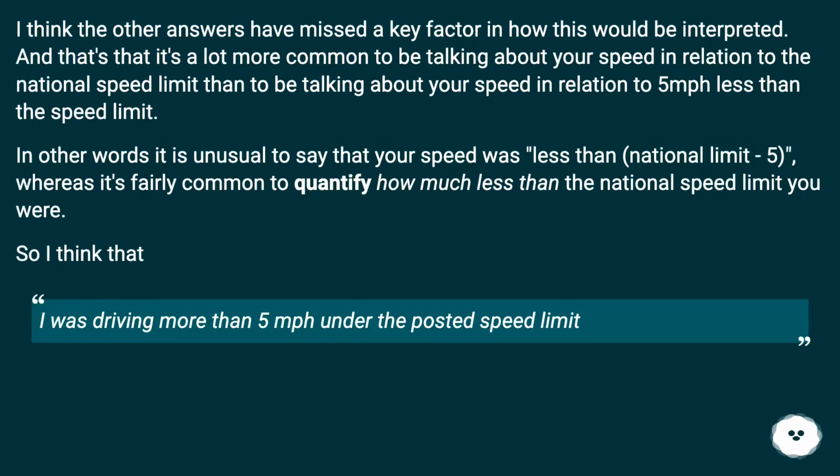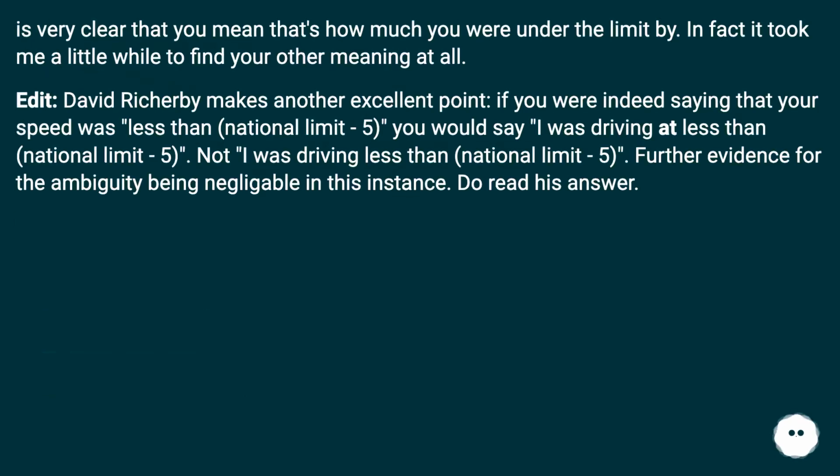I think the other answers have missed a key factor in how this would be interpreted. And that's that it's a lot more common to be talking about your speed in relation to the national speed limit than to be talking about your speed in relation to 5 miles per hour less than the speed limit. In other words, it is unusual to say that your speed was less than national limit minus 5, whereas it's fairly common to quantify how much less than the national speed limit you were. So I think "I was driving more than 5 miles per hour under the posted speed limit" is very clear that you mean that's how much you were under the limit by. In fact, it took me a little while to find your other meaning at all.